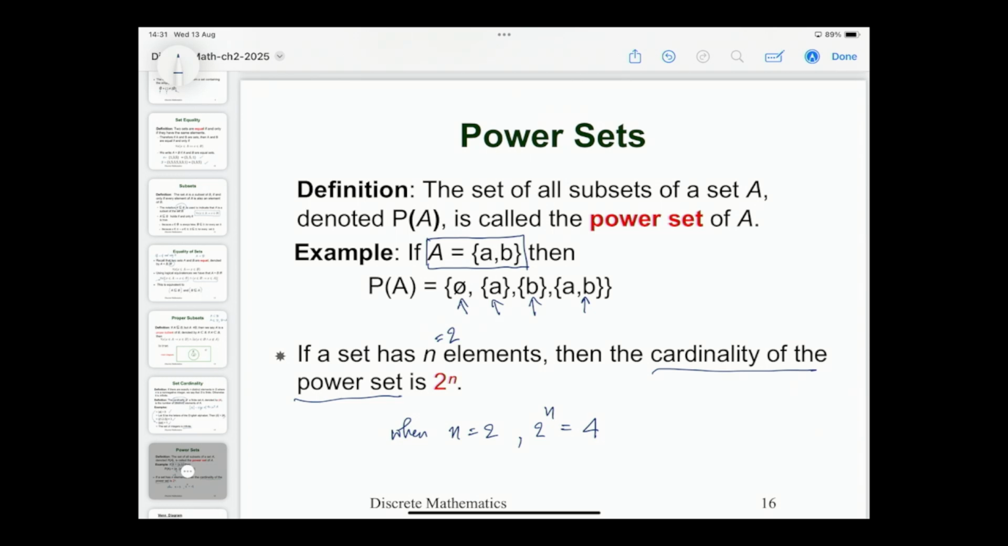But if we have 3 elements, let's say set B consists of elements 1, 2, 3, then what is the cardinality of the power set of B? P(B).